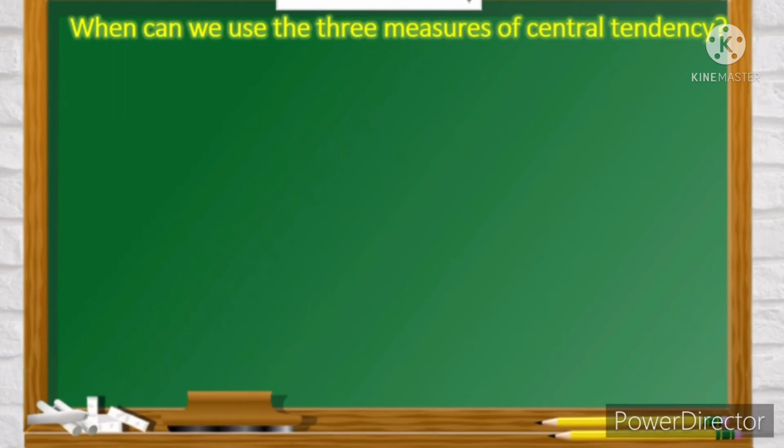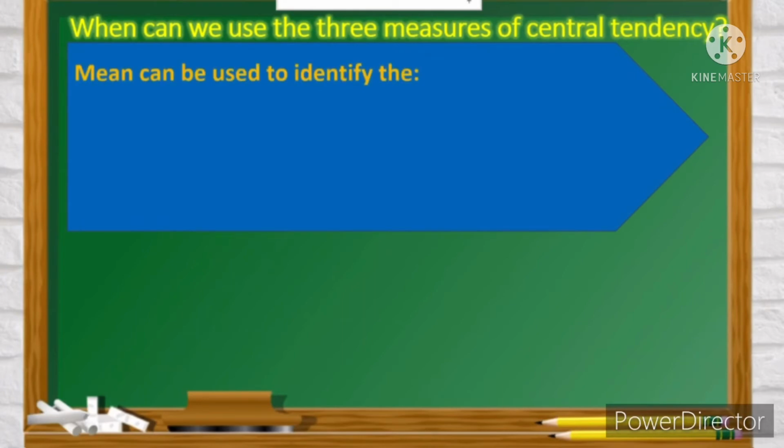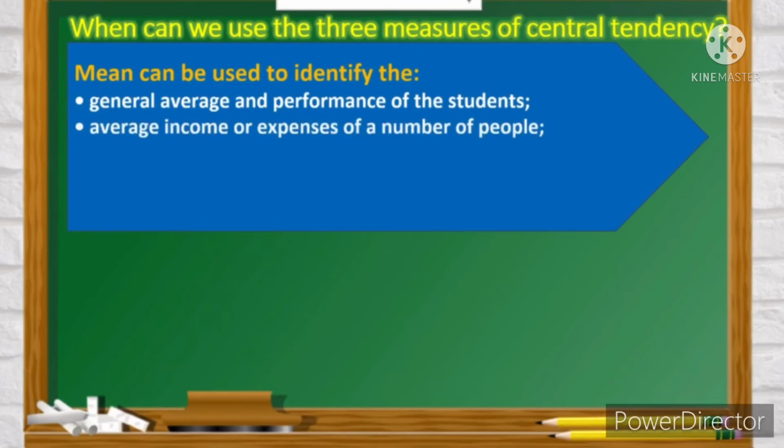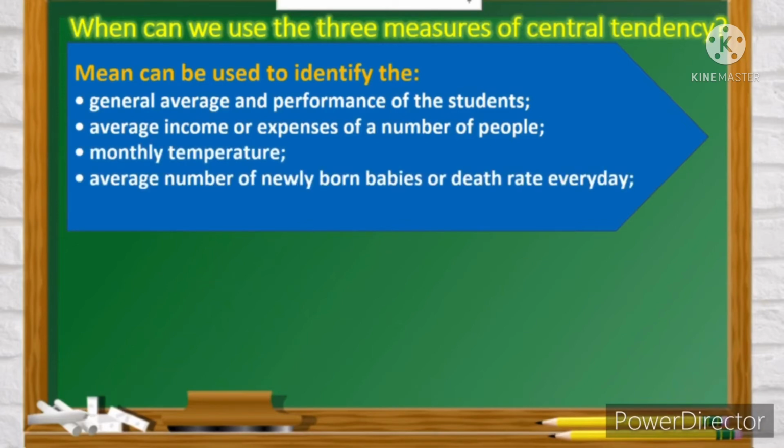When can we use the three measures of central tendency? Let's talk about the mean. Mean can be used to identify the general average and performance of the students, average income or expenses of a number of people, monthly temperature, average number of newly born babies or death rate every day, an average speed of anything, and many more.